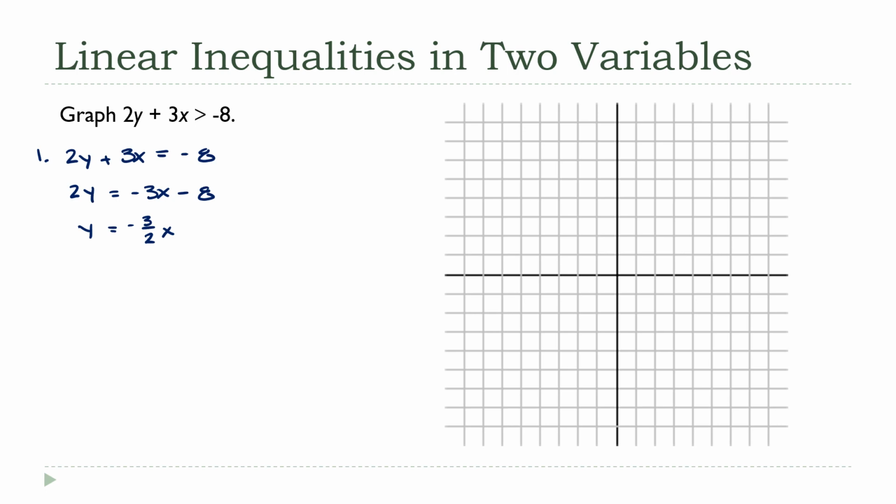And minus 8 divided by 2 is minus 4. All right, so let's graph this. The y-intercept is down here at negative 4. The slope is negative 2/3. Excuse me, the slope is negative 3 halves. So I'm going to go down 3 and over 2.